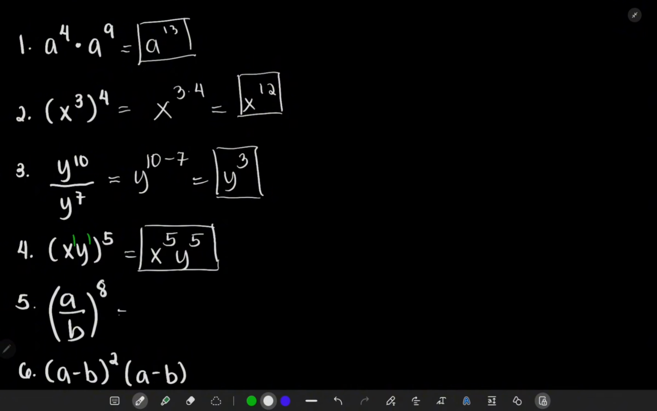And then for number 5, pwede natin gamitin dito yung power of a quotient. So again, may invisible one dyan na exponent. So that is the same as a raised to 1 times 8. So that is 8. And then b raised to 1 times 8. So that is also 8.